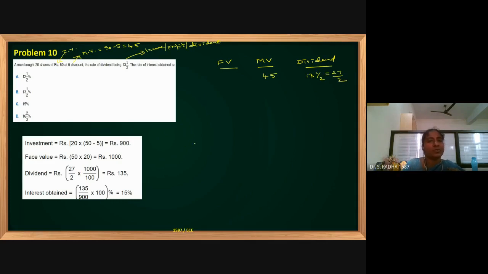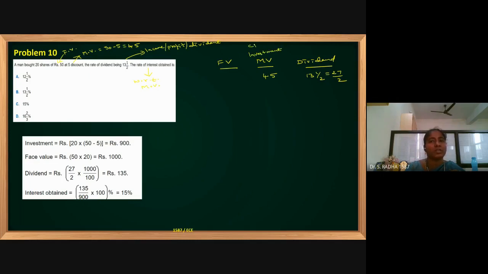Next, we are having the rate of interest to be calculated. Rate of interest is always calculated with respect to market value. Another name for market value is investment.